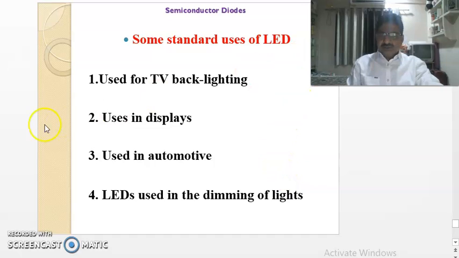So in this way, we have seen about LEDs in detail. Questions may be asked in an examination about the principle of working of LED, symbol of LED, its connection or circuit diagram of LED, what are the uses of LED, and so on.